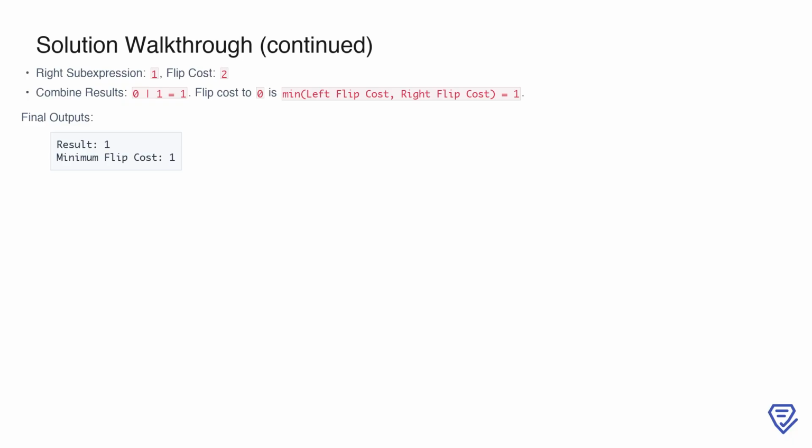Using the truth table for OR, 0 OR 1 results in a value of 1. To flip this result to 0, we only need to flip one of the sub-expressions, and the minimum cost is min(1, 2), which equals 1. Therefore, the final result of the entire expression is 1, and the minimum cost to flip this result is 1.